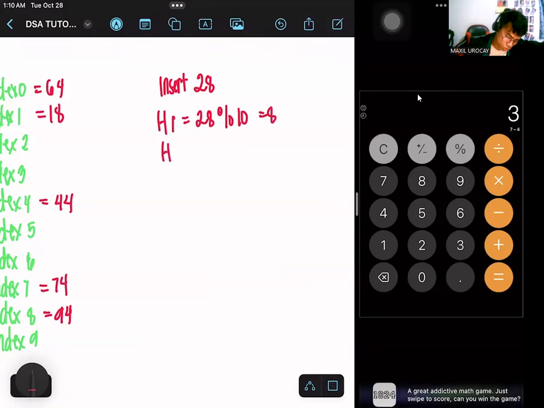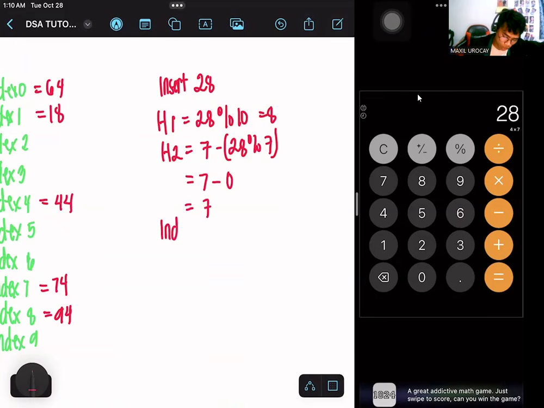And hash 2 will become 7 minus 28 modulo of 7. Now, 28 divided by 7 is 4. 4 times 7 is 28. So therefore, it will become 0. Now, 7 minus 0 equals 7.